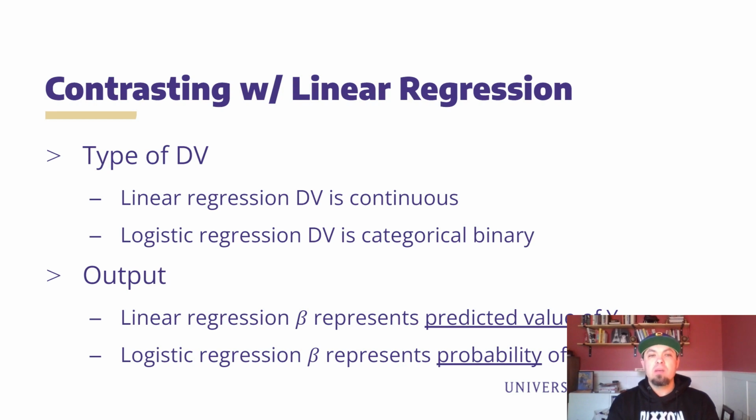Logistic regression, on the other hand, produces a probability output. And what that means is that it represents the estimated probability of a dependent variable taking the value of 1, or again, an event occurring, given the values of the independent variables.